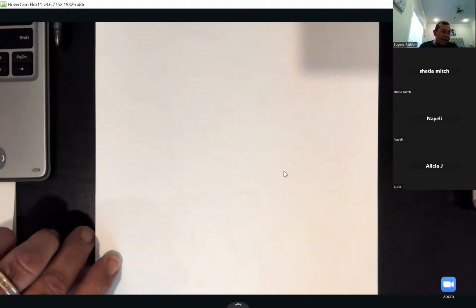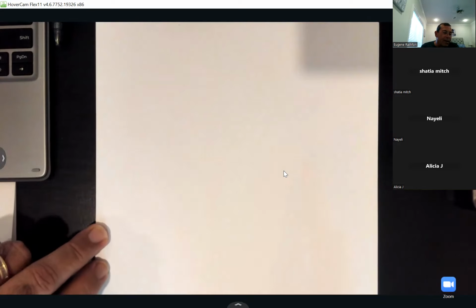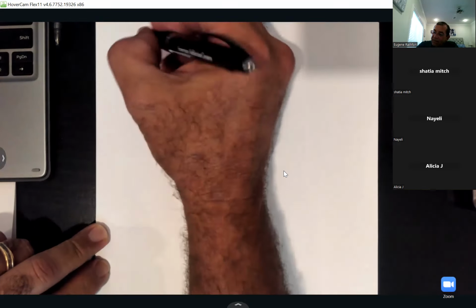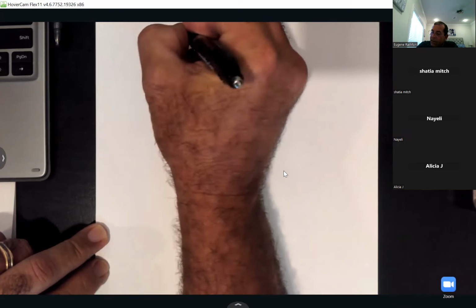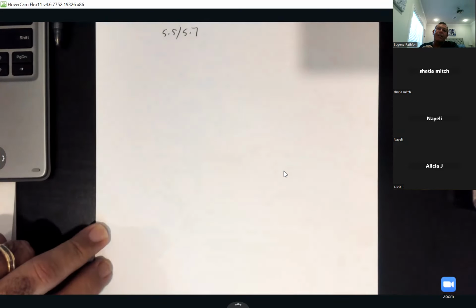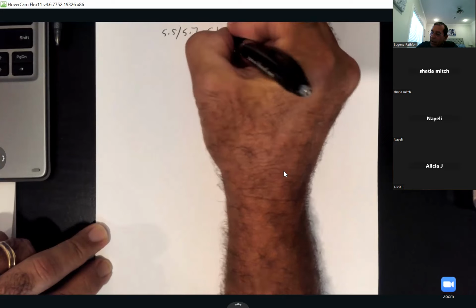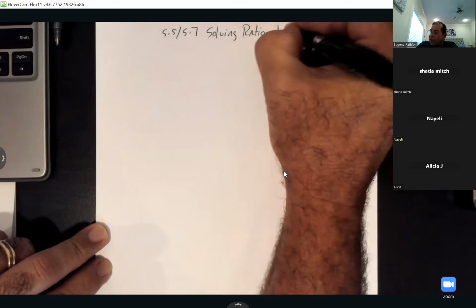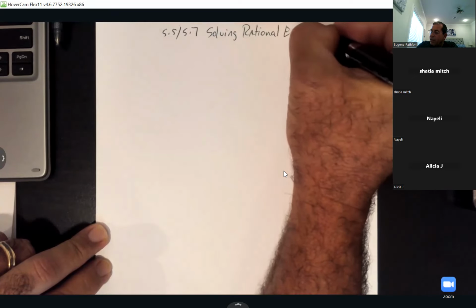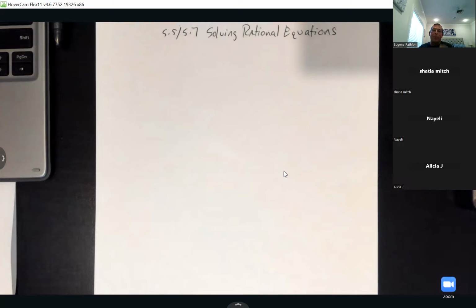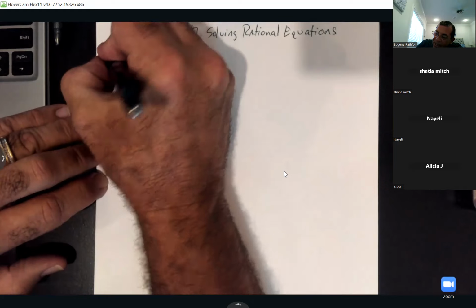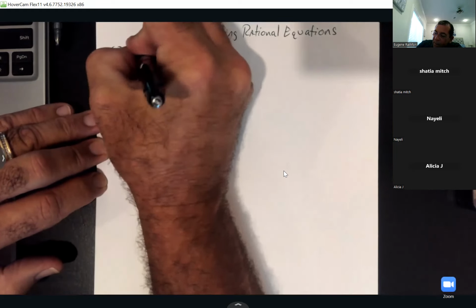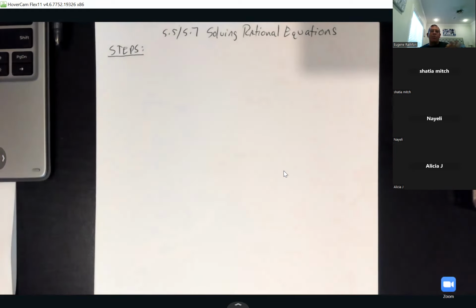All righty, so this next section is 5.5 and 5.7. And this is solving rational equations, so equations containing fractions. I'm going to write my steps out first, and then we will start working these problems.